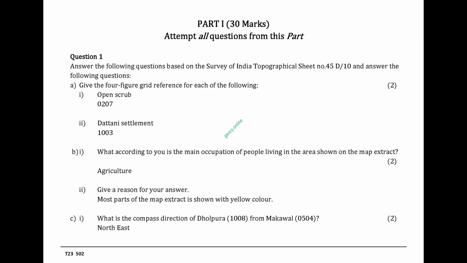Part 1, 30 marks. Attempt all questions from this part. Question 1. Answer the following questions based on the Survey of India topographical sheet number 45D/10. Give the 4-figure grid reference for each of the following.